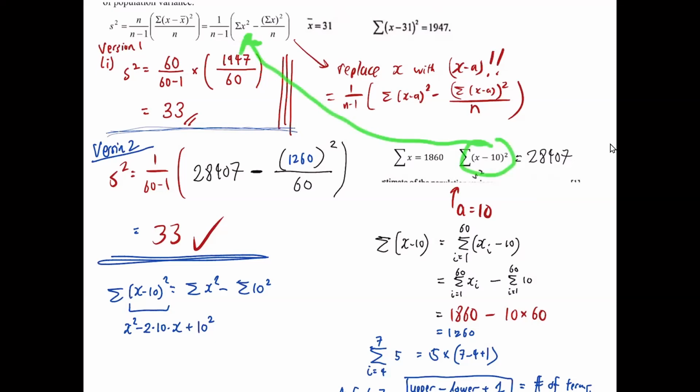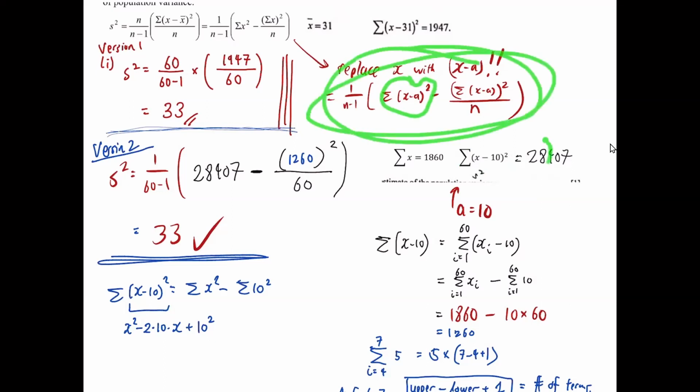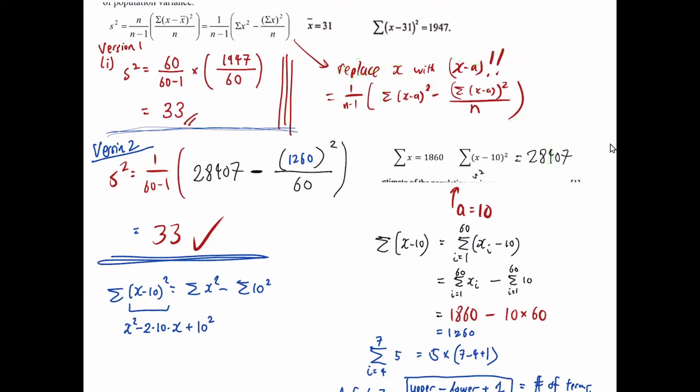Don't go and try and expand this, get 3 terms and go and split it up and try to recover sum x squared. Worse still, you go and directly replace sum x squared with this 28407. That's totally wrong. You're supposed to replace sum of (x minus a) squared, the hidden formula, with 28407. Now I did not use this one. I used the third version. Now that is version 2 completed.